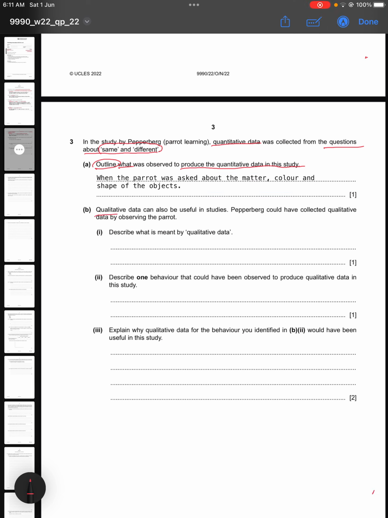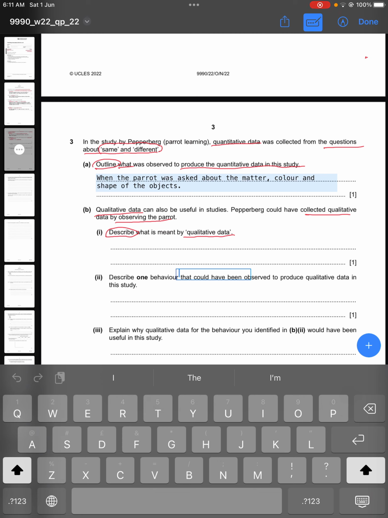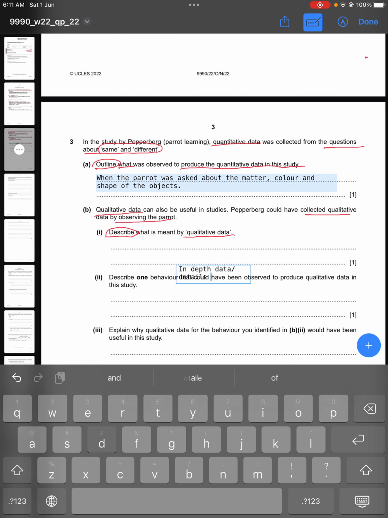Part B says qualitative data can also be useful in a study. Pepperberg could have collected qualitative data by observing the parrot. Describe what is meant by qualitative data. So simply you can write that qualitative data is either in-depth data or detailed data or descriptive data.